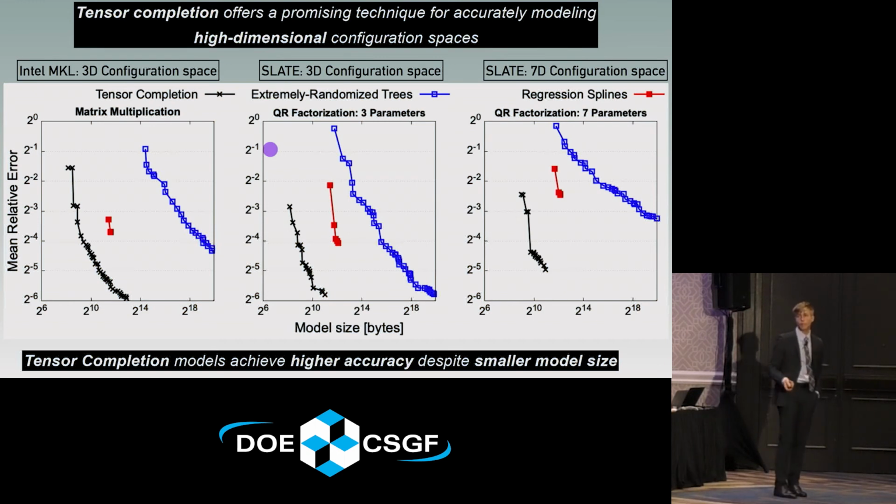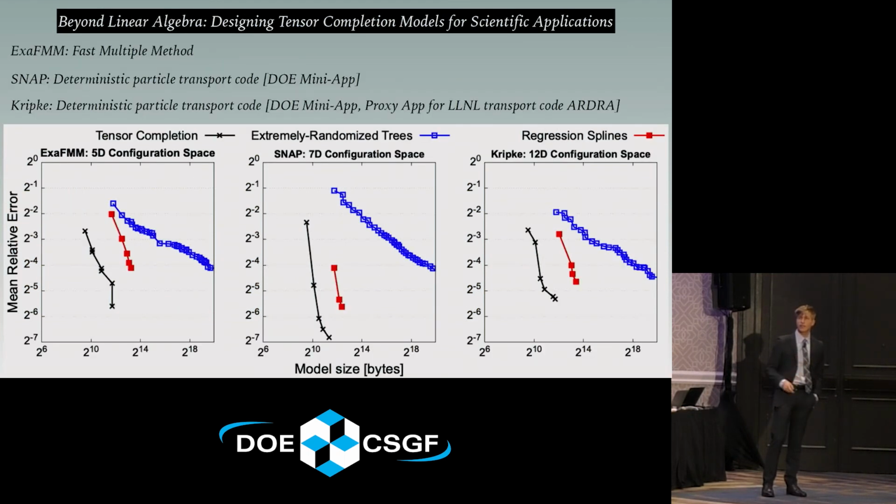We attain a relative error around 1%, and the extremely randomized trees sees upward of maybe 5%, so a factor of 5 difference. And on the right, we have QR factorization with 7 parameters, and we see upwards of a 4-times improvement in relative error. And to tie this into the DOE, we also modeled 2 DOE mini apps, Snap and Kripke. Snap and Kripke. And so those are the plots in the center and the right. And again, compared to extremely randomized trees, our methods are much more accurate.